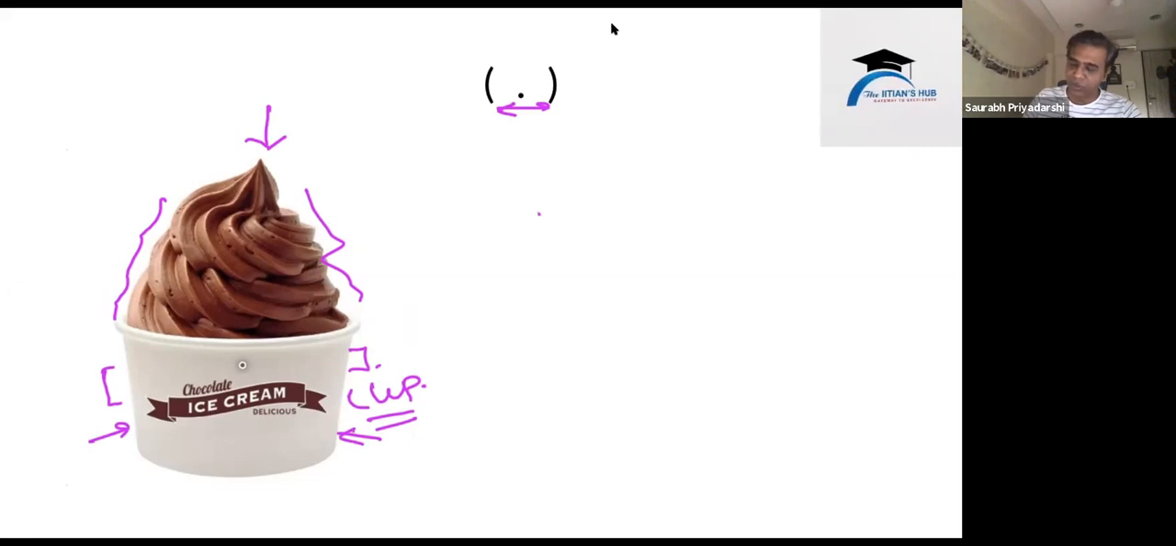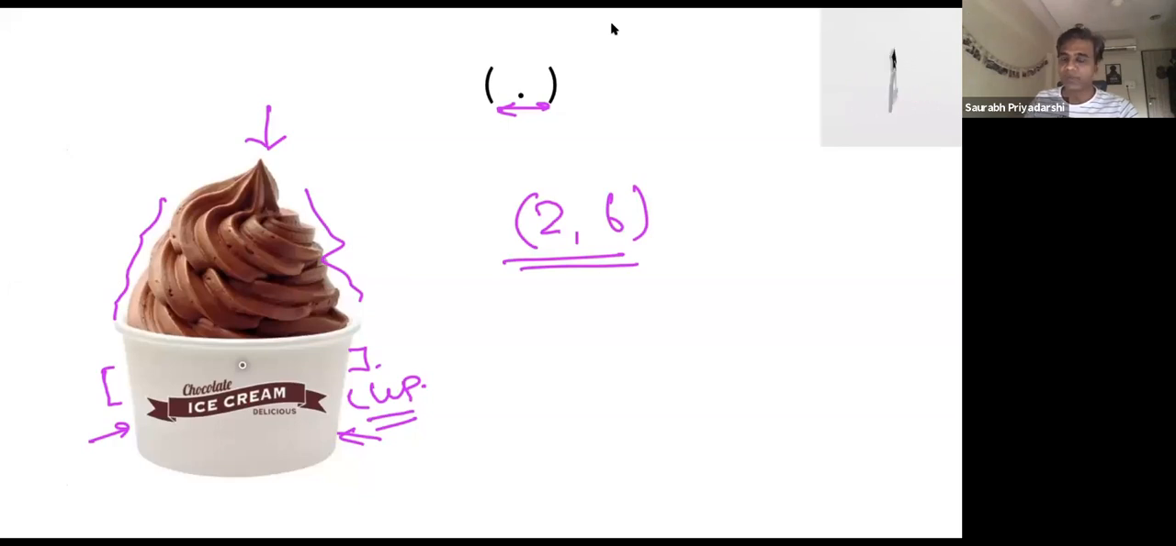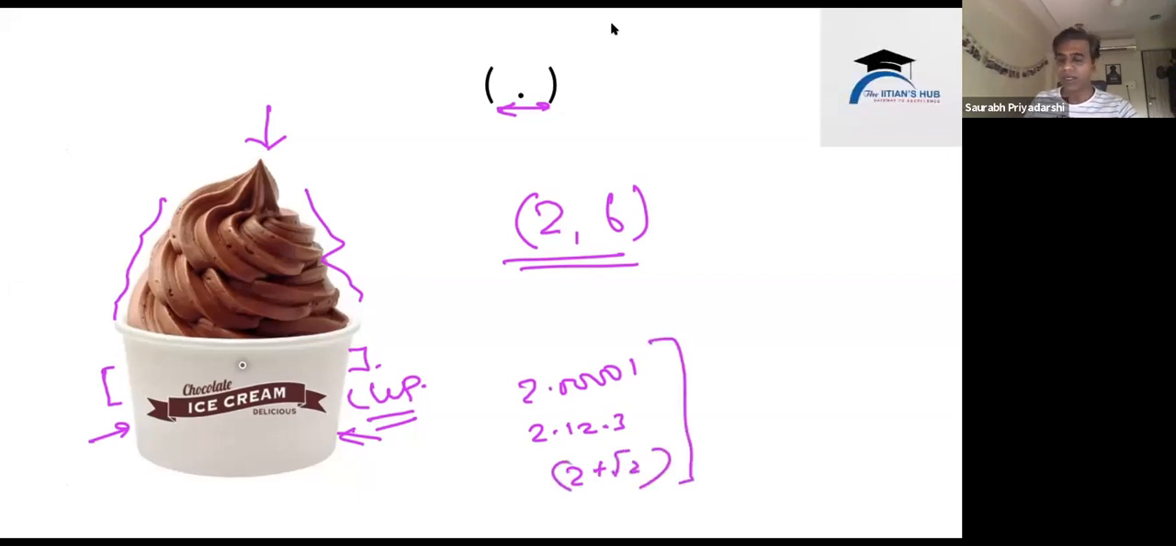It means if I'm saying 2 to 6 open, you are not taking the value 2, you are not taking the value 6. You are in between 2 and 6, any values like 2.00001, 2.1, 2.123, any value, any rational number, irrational number, 2 plus root 2. Each and every number between 2 and 6 you can take, but not including 2, not including 6. So this is known as open bracket, right?